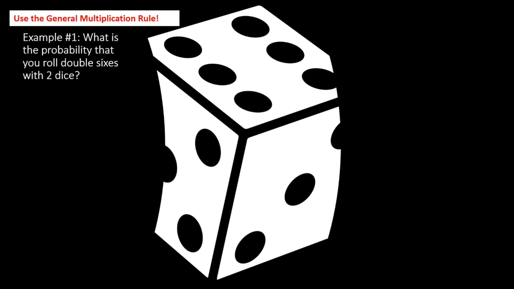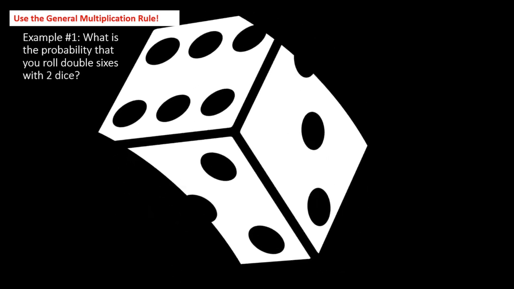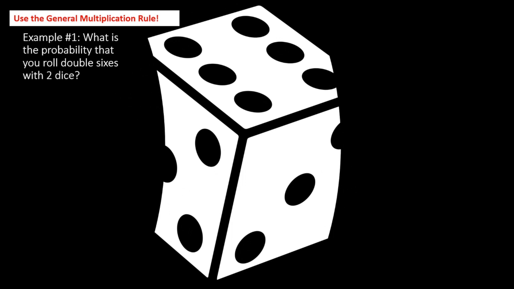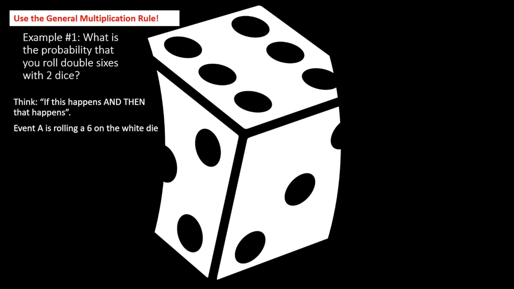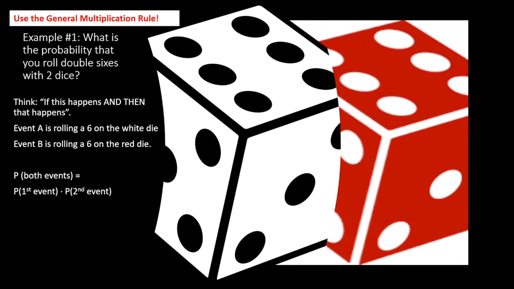So in our example, what's the probability we roll double sixes? Well, we first need to figure out, what's the probability we roll a 6 on the first die? So we're thinking this and then that. So the first die, event A, would be 1 out of 6. And event B would be rolling the second die. So if we want to find the probability that both happen, we get a 6 and a 6, we can multiply the two probabilities together.